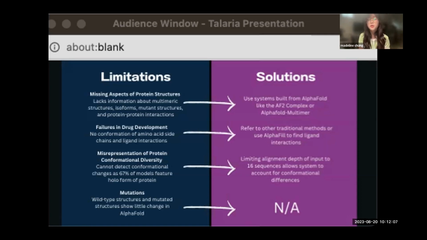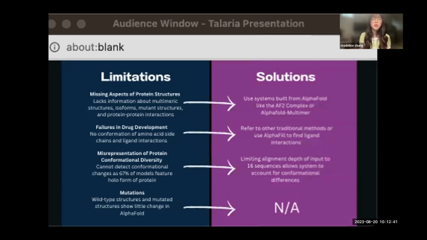Similarly, AlphaFold has had some failures in drug development. And this is because while AlphaFold structures are very accurate, there is no consistency in the accuracy of amino acid side chains, which is crucial to drug discovery. And it also cannot detect ligand interactions because it lacks some of that key information. And because of that, it's really hard to expedite the drug discovery process when there are some holes in knowledge when you are analyzing the drug target networks.